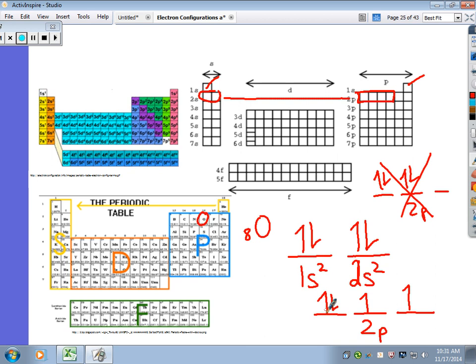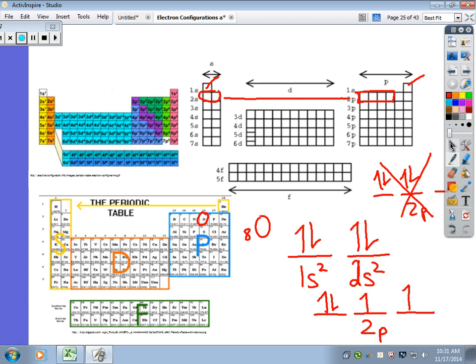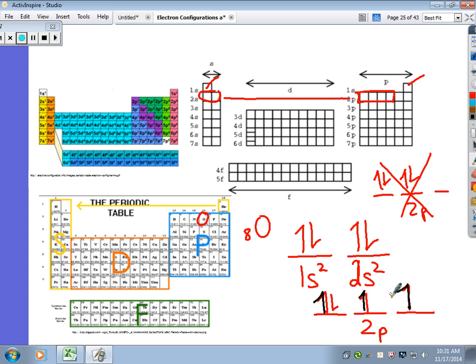You need to go up, up, up, and then come back and go down. And when I'm done, I put a 4. And 2 and 2 is 4, and 4 is 8, and you're done with oxygen.